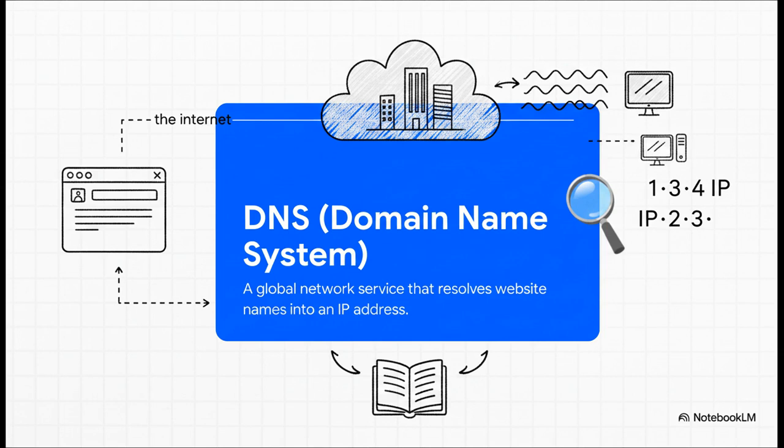But of course, we don't go around trying to memorize long strings of numbers. That would be impossible. And that's where DNS, the domain name system, comes to the rescue. It basically acts as the internet's phone book. When you type an easy-to-remember website name into your browser, DNS is what looks it up and translates it into the numerical IP address that computers actually understand.